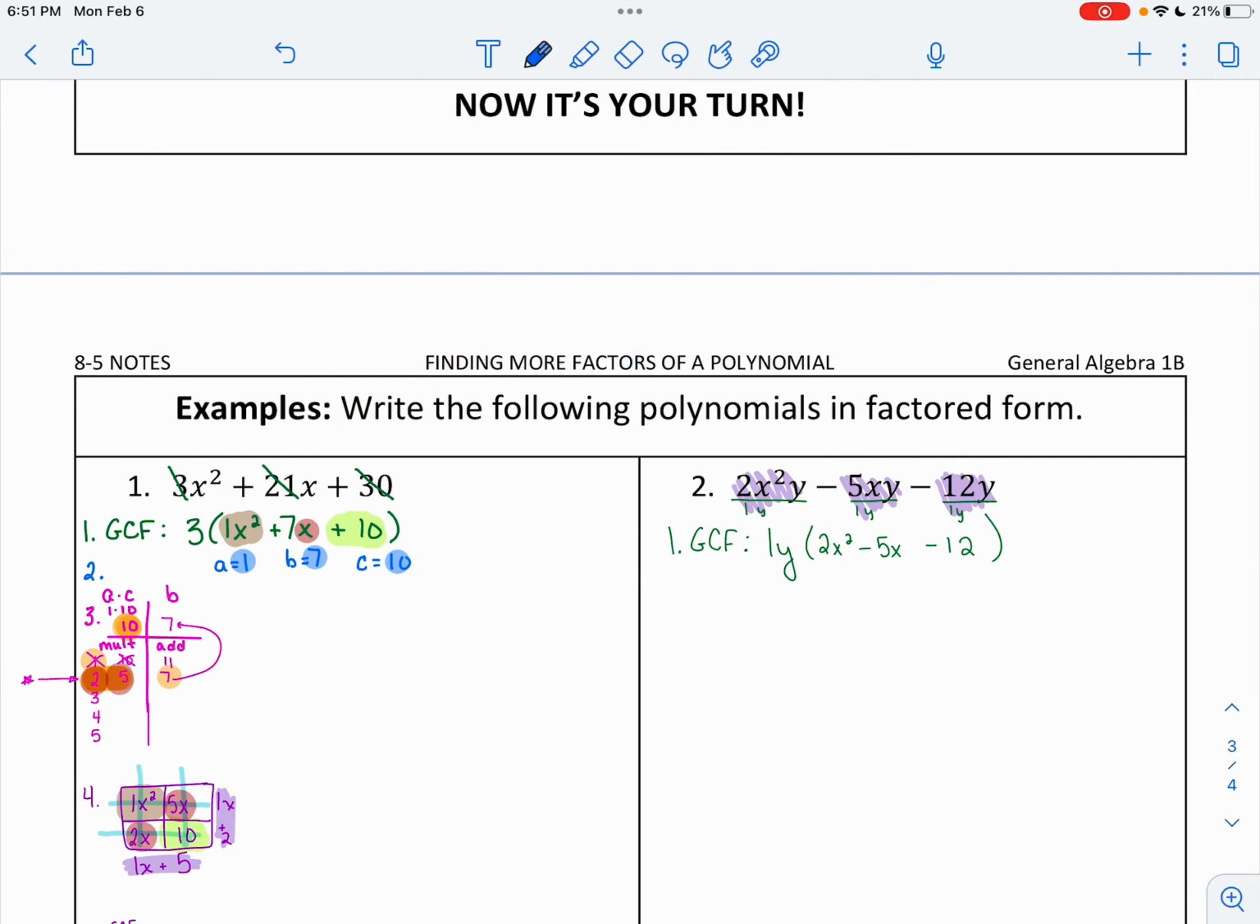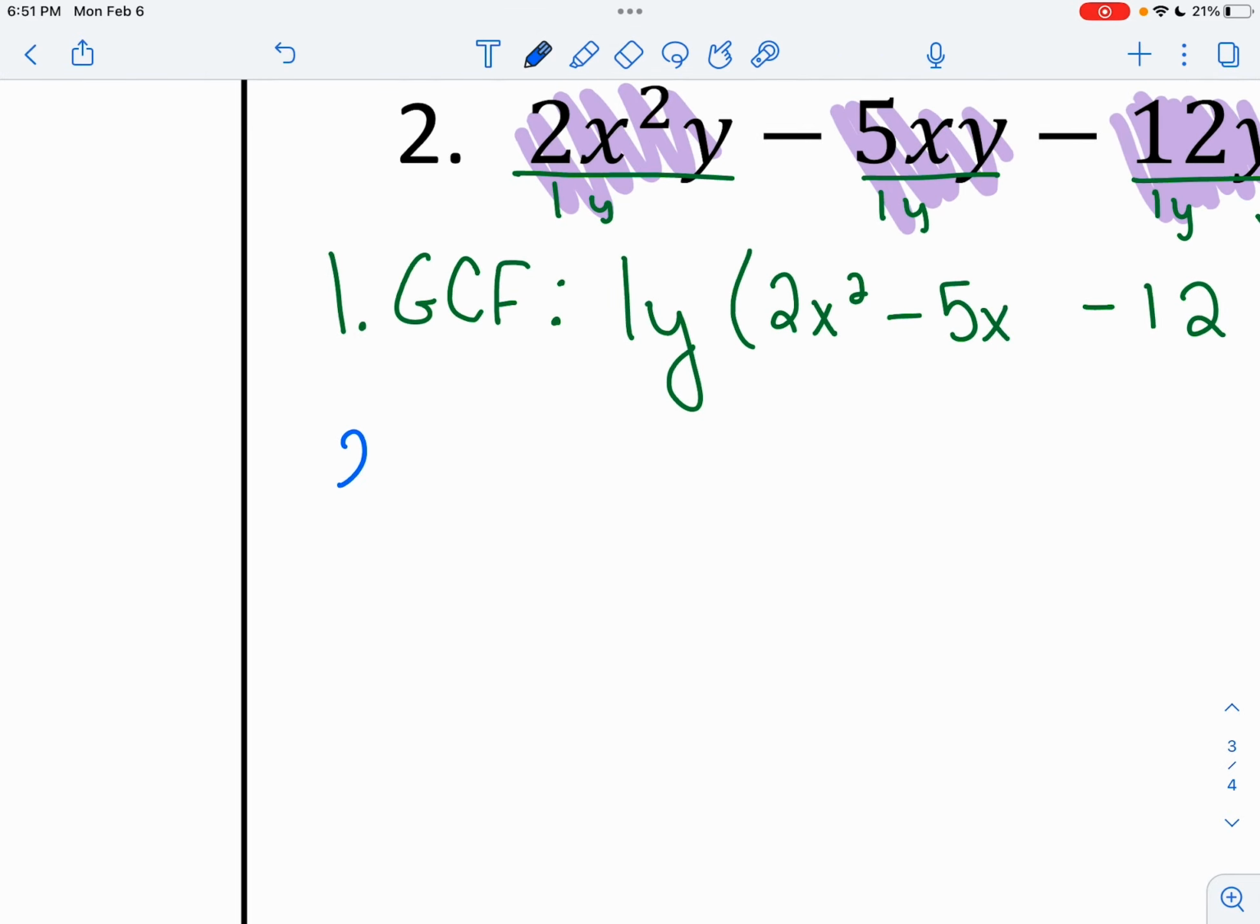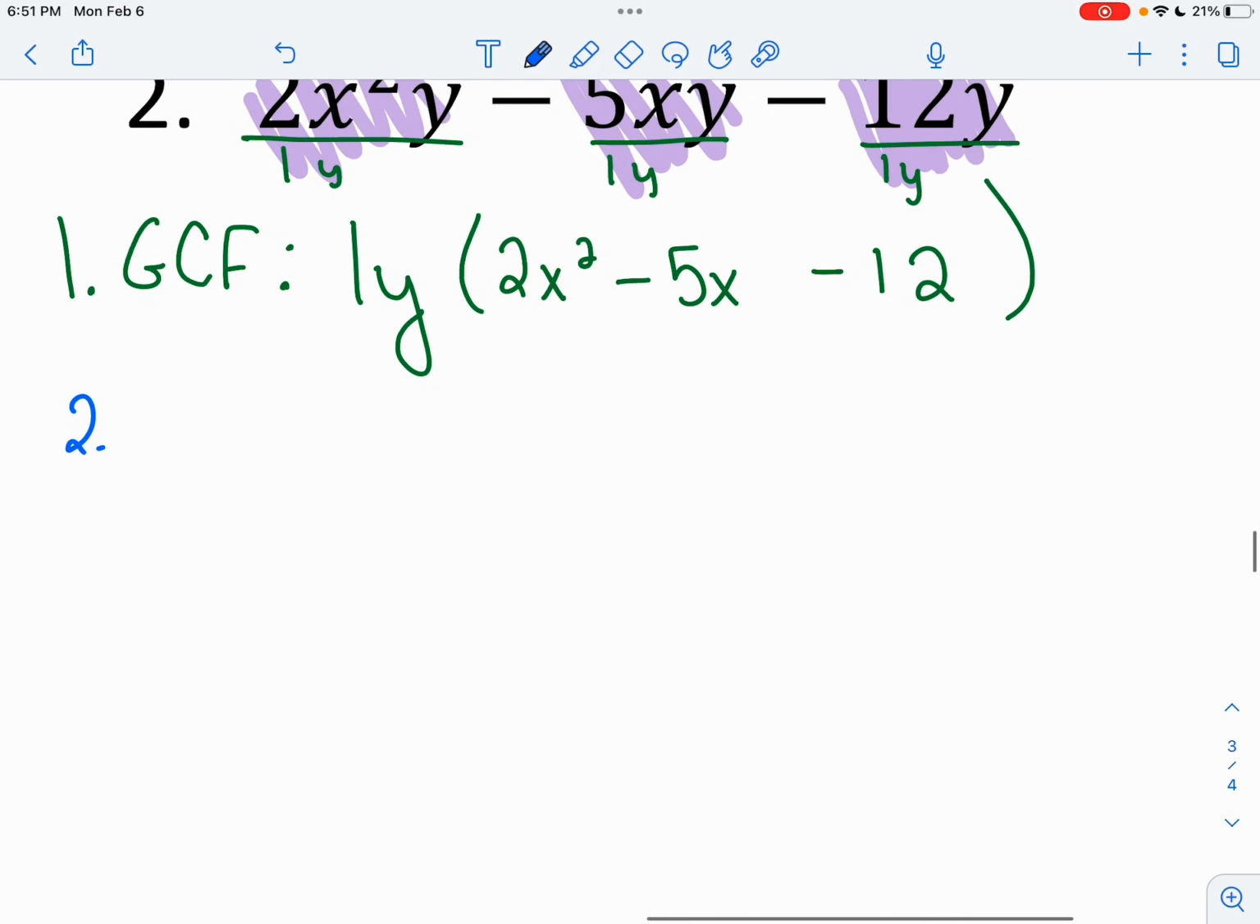Step 2. You will identify what A, B, and C are. A is 2. B is negative 5. And C is negative 12.